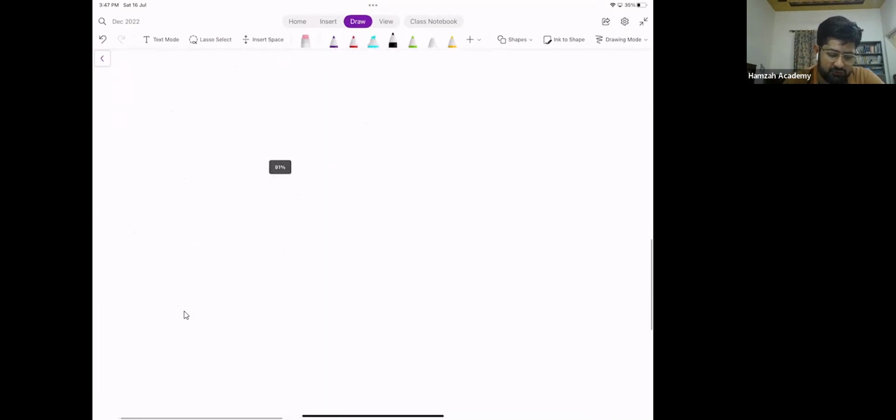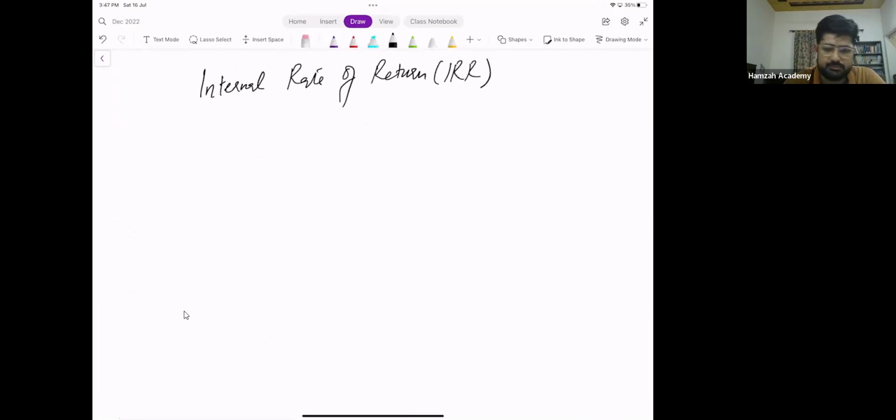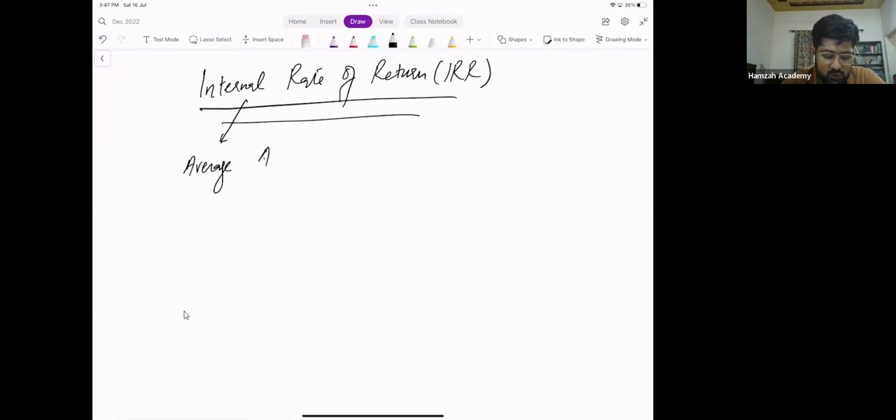IRR, internal rate of return. Student, IRR or internal rate of return of a project is basically the average annual return from a project.